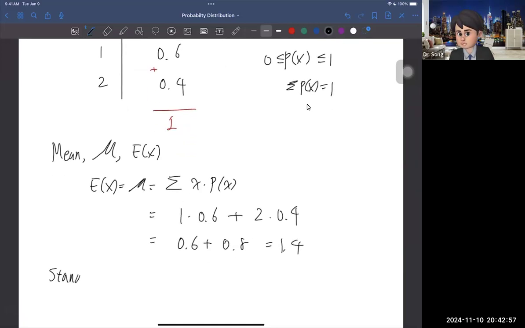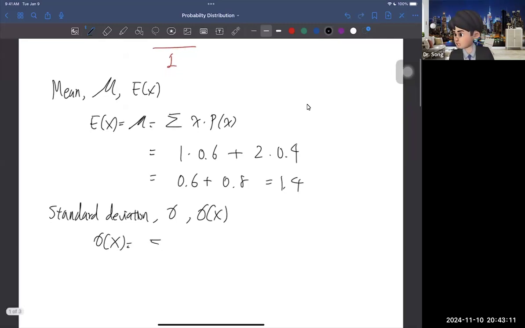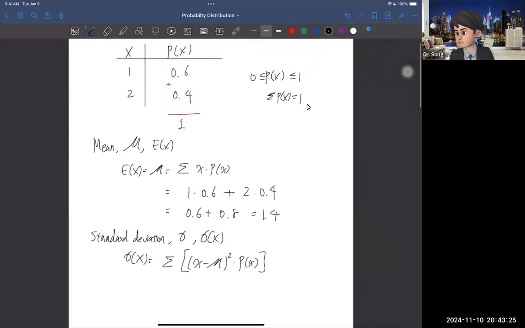What about the standard deviation? So the standard deviation, we denote by sigma, or you can denote it as sigma of x. For this sigma of x, the formula is the following. Summation of x minus mu squared times the probability of x, and there's a bracket. So how can we use this formula? Well, since we already calculated the mean, mu is 1.4.